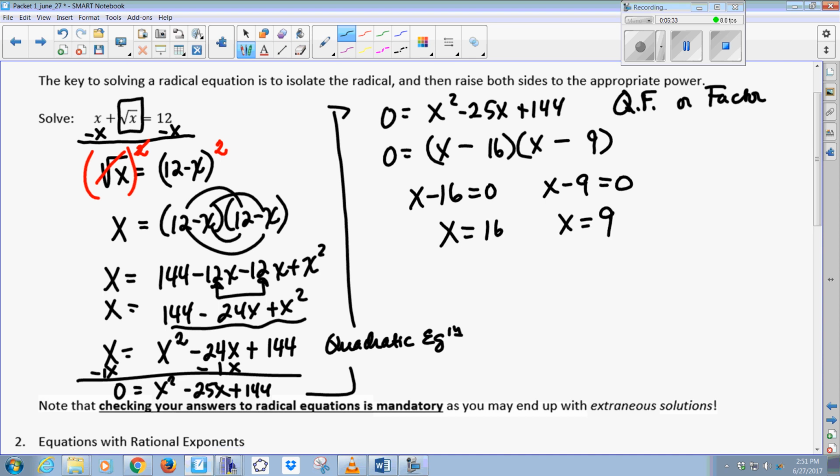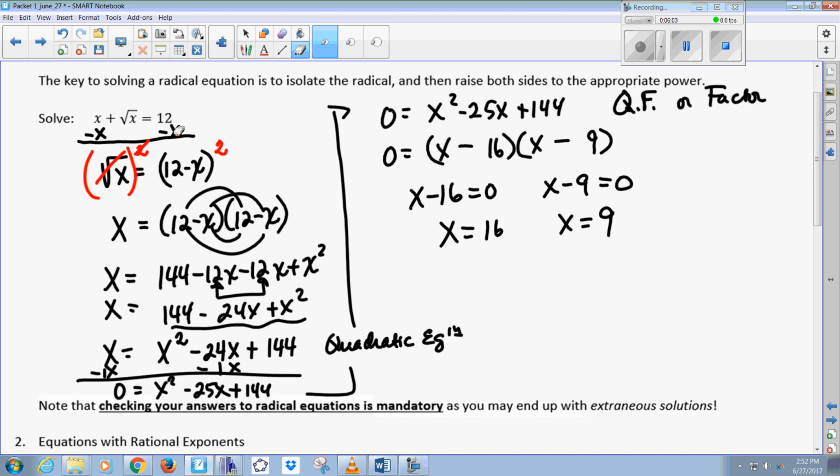Notice I said potential, because anytime we have a radical equation and we end up raising both sides to a power like we just did of 2 and squaring it, we create an equation that's, in this case, quadratic, which has two potential solutions. It doesn't mean the original equation has those two solutions, so you always have to check.